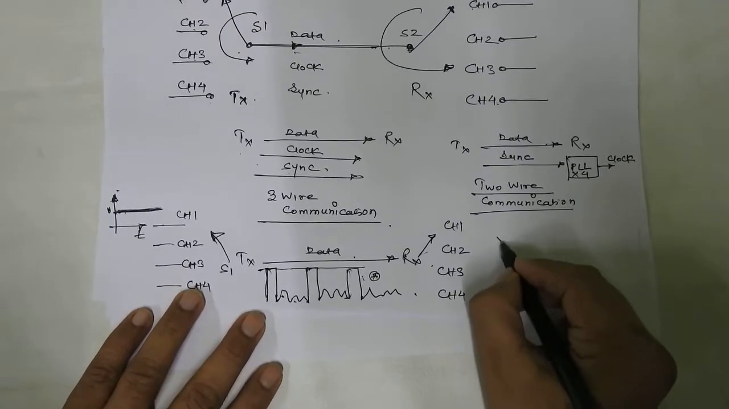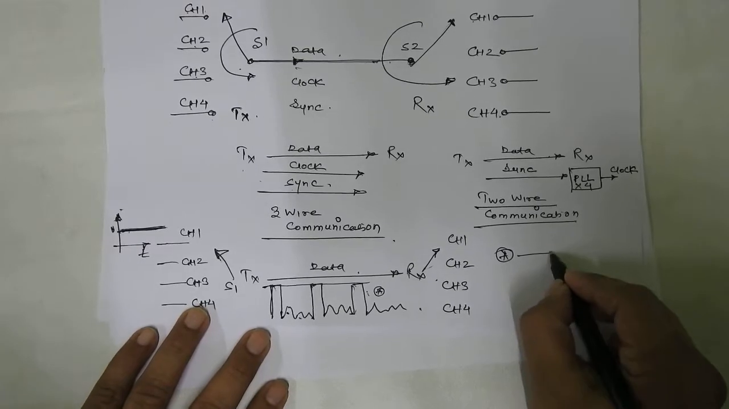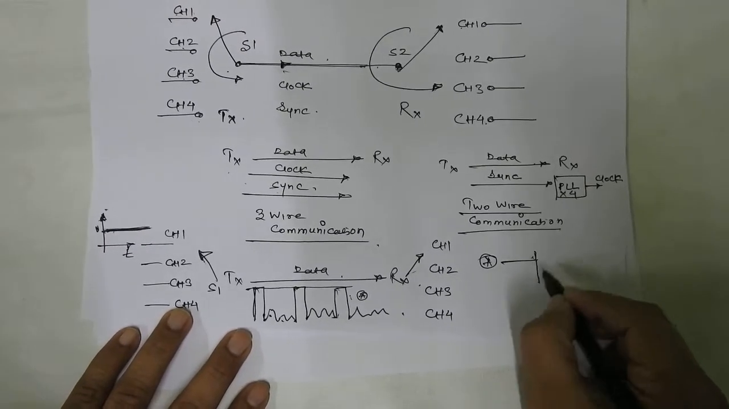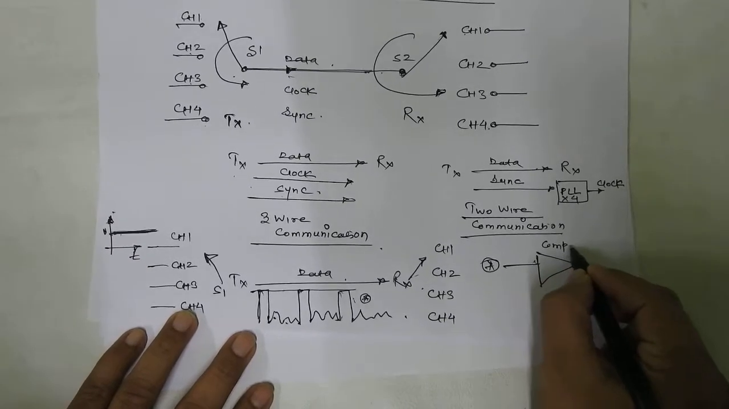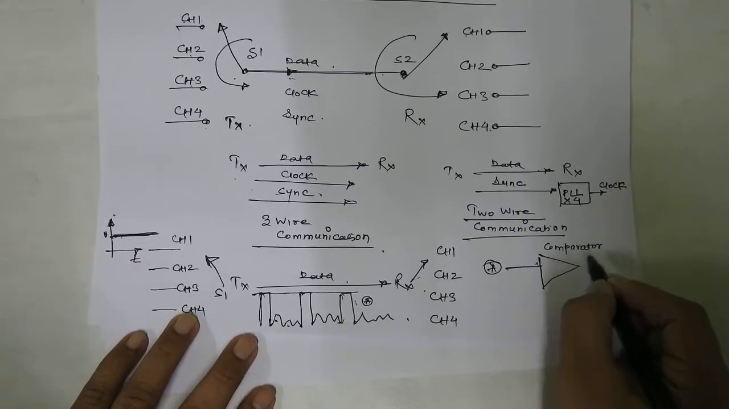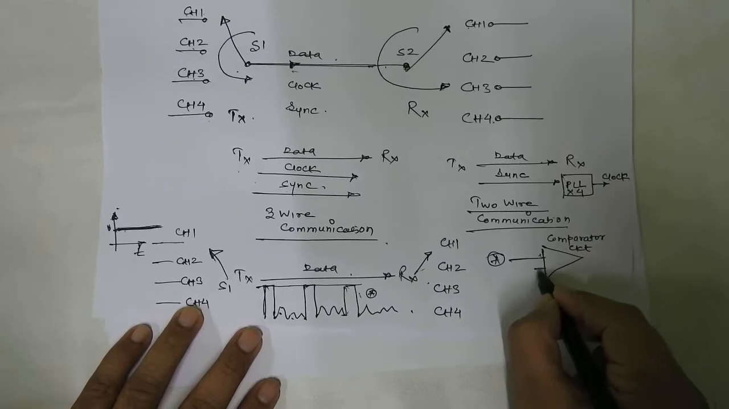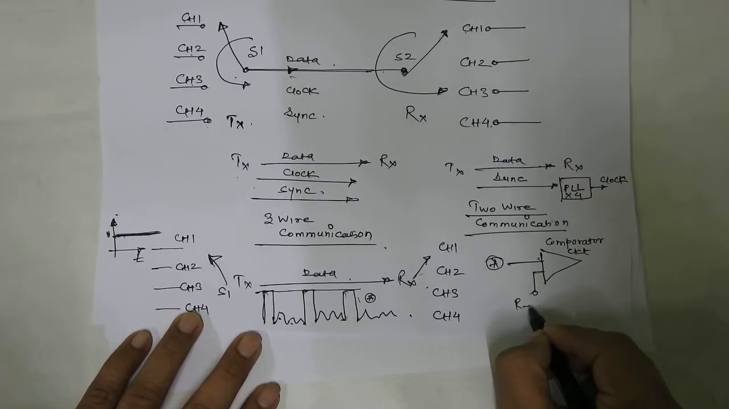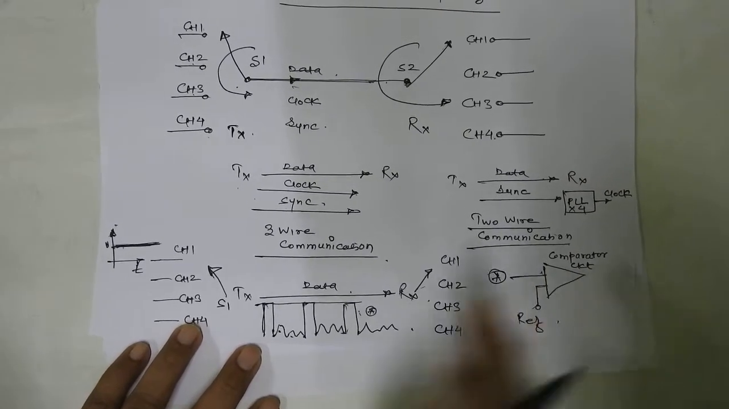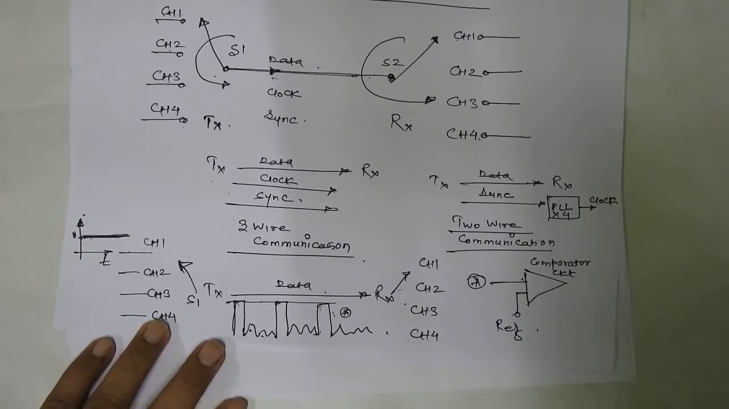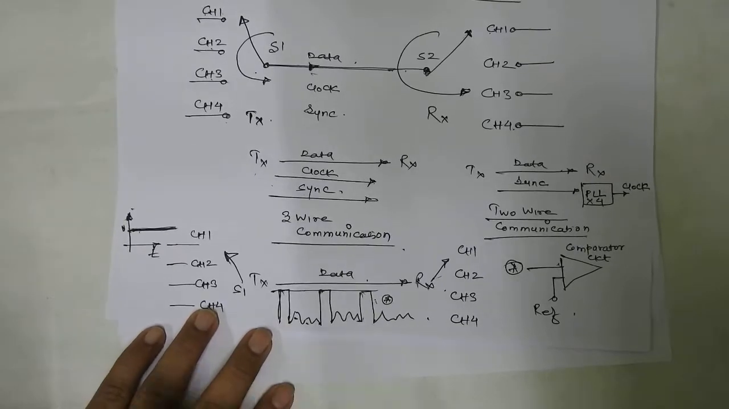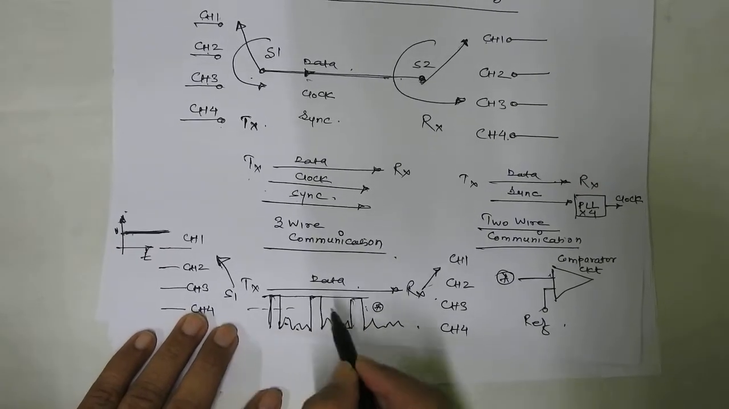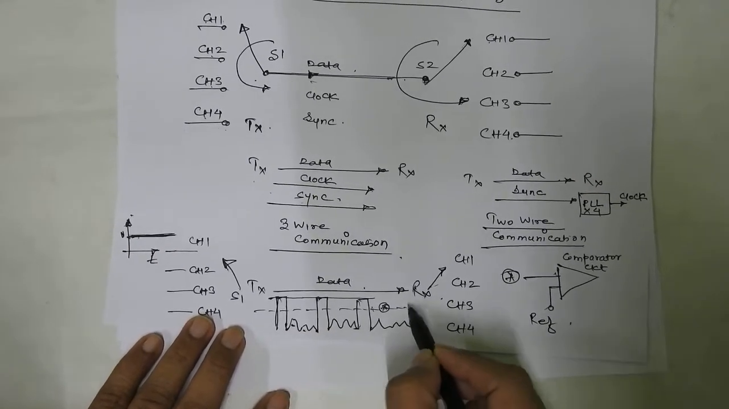So what I will do at the receiver is give this signal, marked with an asterisk, to a comparator circuit. This is the reference of my comparator. The reference of this comparator will be set higher than channel 2, channel 3 and channel 4 and lower than this. So the reference of that comparator will be set somewhere at this point.